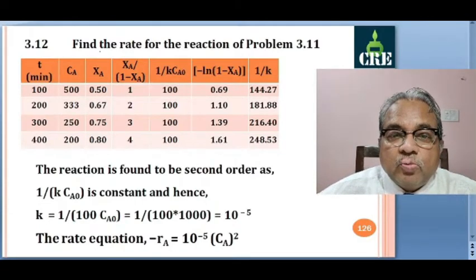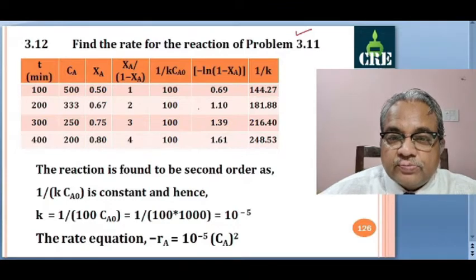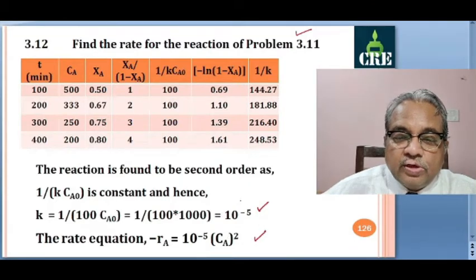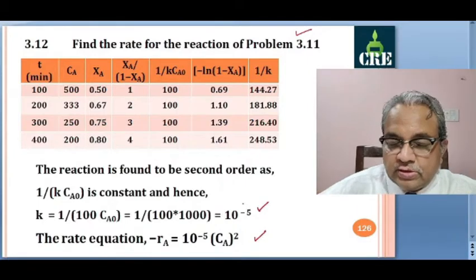Then this problem is find the rate of reaction for the data of problem 3.11. Same thing, we have already done this. Okay, to check the result of the previous problem we have already done it. So this is the same result here. K is 10 raised to minus 5, so rate equation is minus Ra is equal to 10 raised to minus 5 into Ca squared.